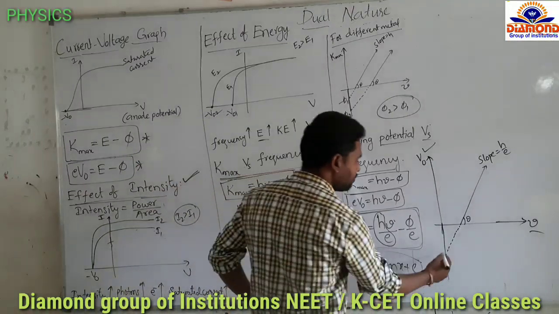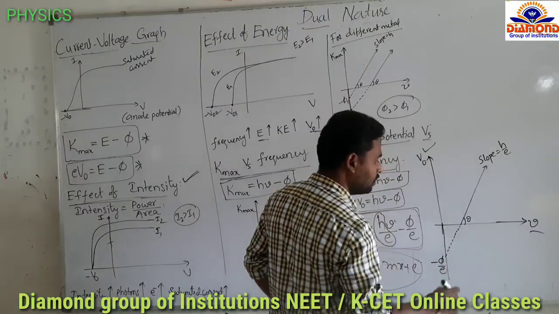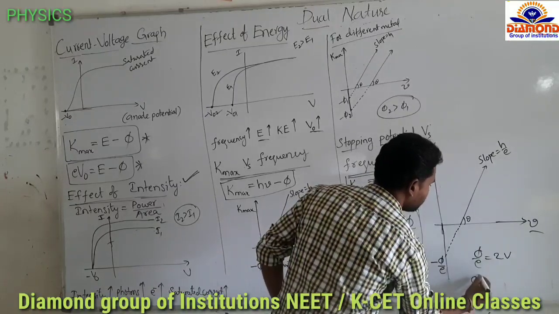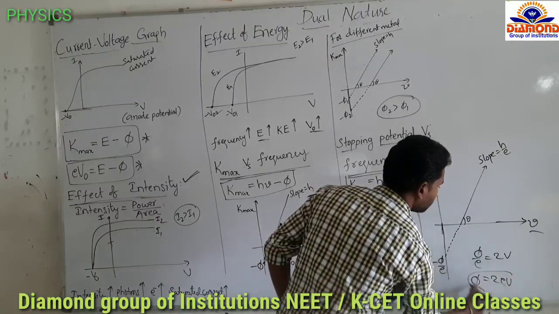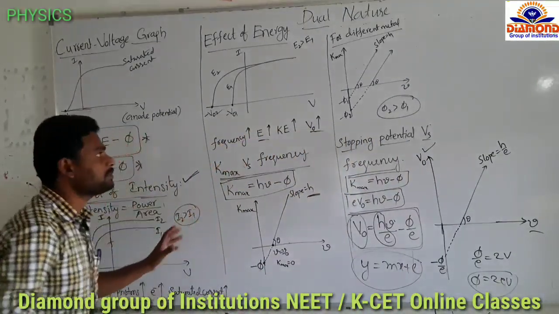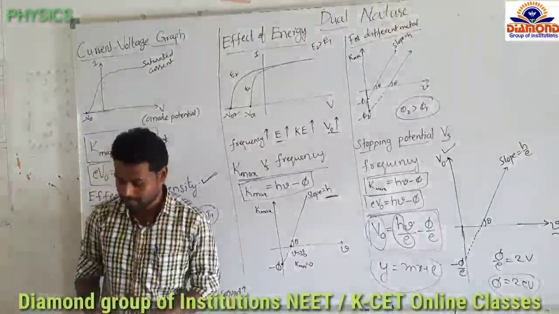But here they will give the value in terms of volts, and we send the e to that side. Suppose phi by e is 2 volt, they have given, then phi equals 2 electron volt. From this graph also we can find the work function. So remember all these graphs, very important. We can expect direct questions from these graphs also.